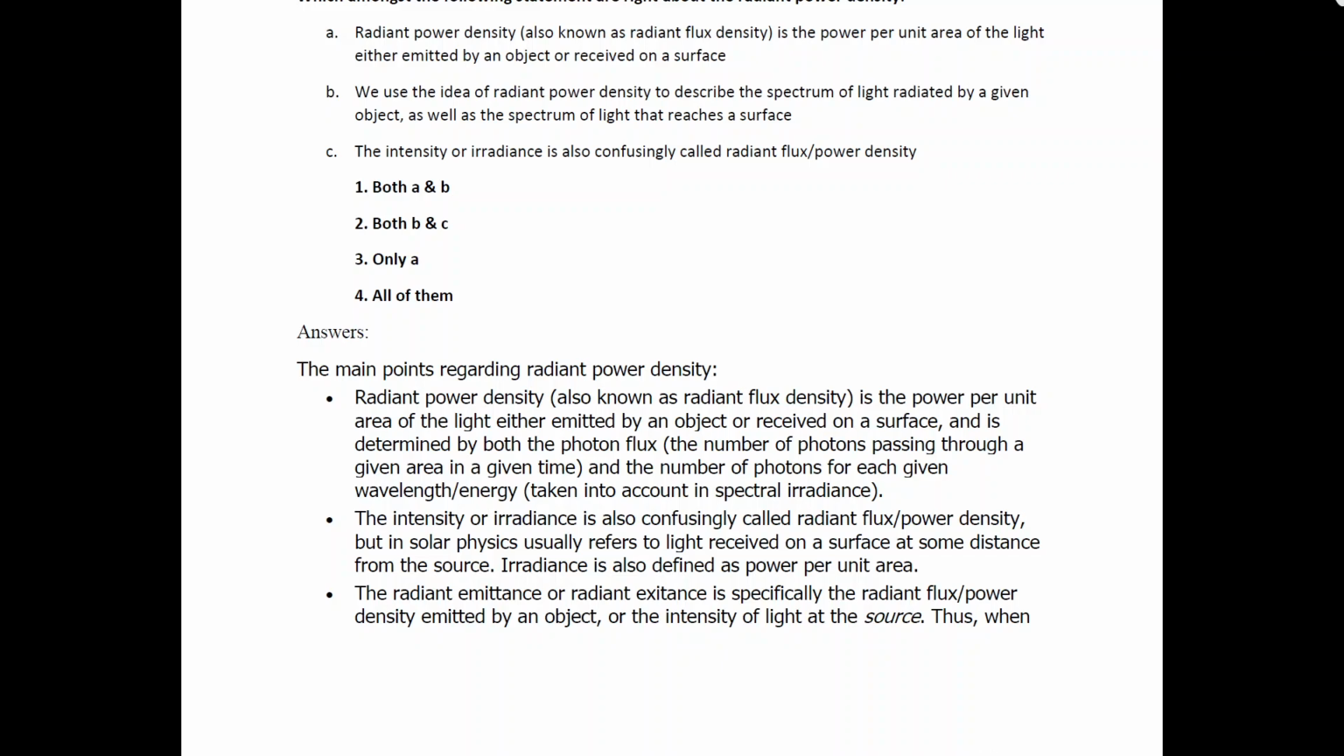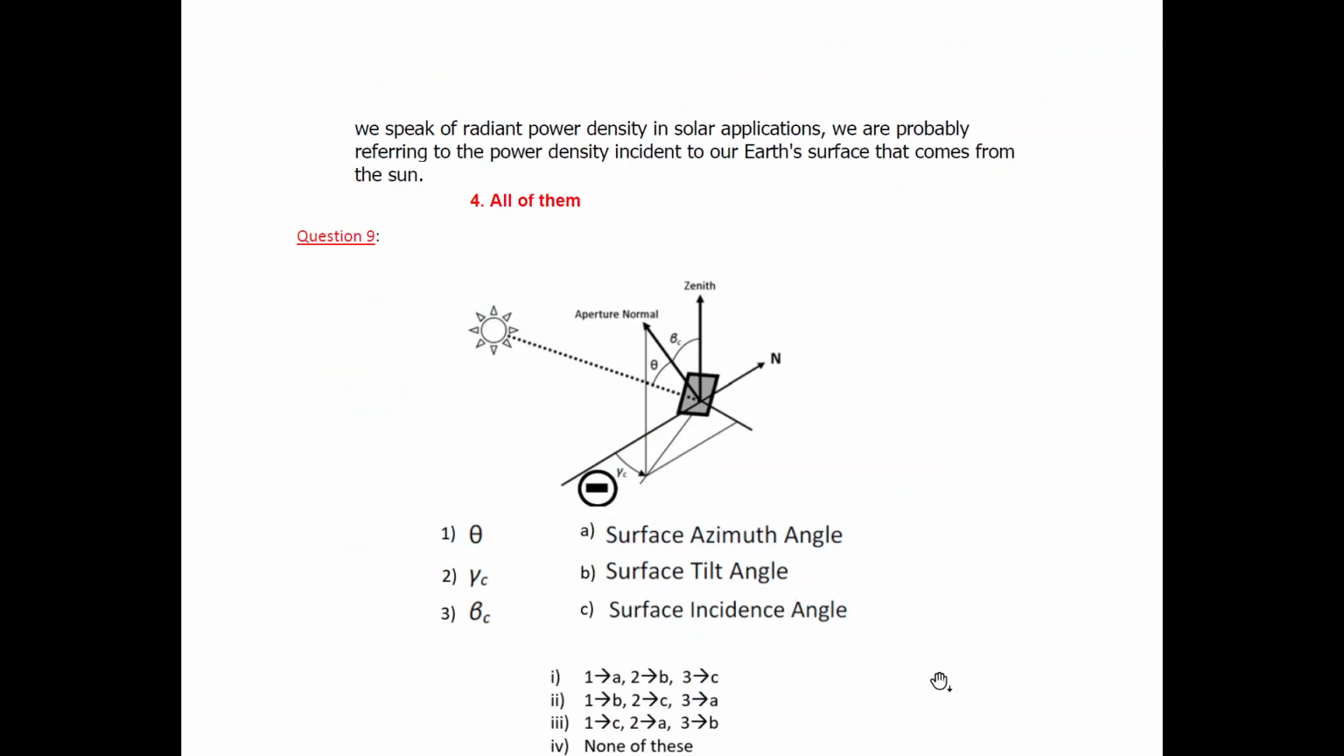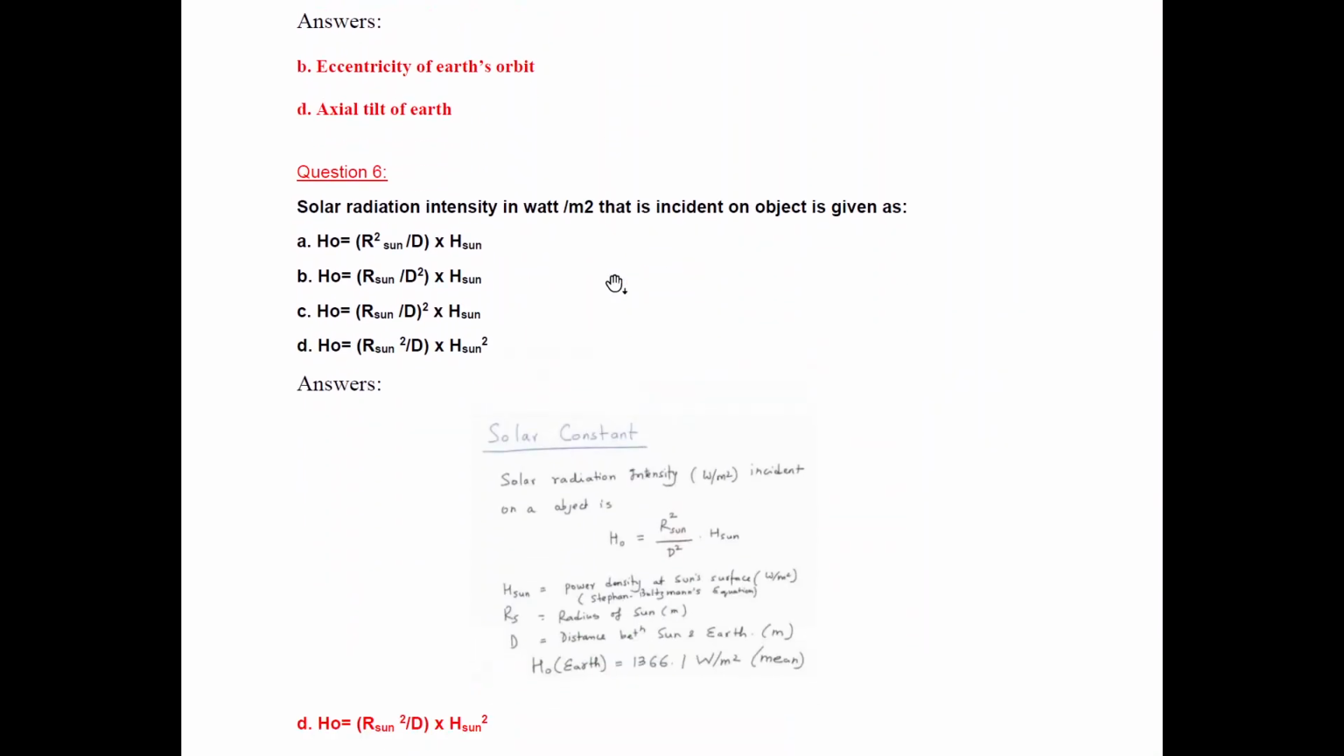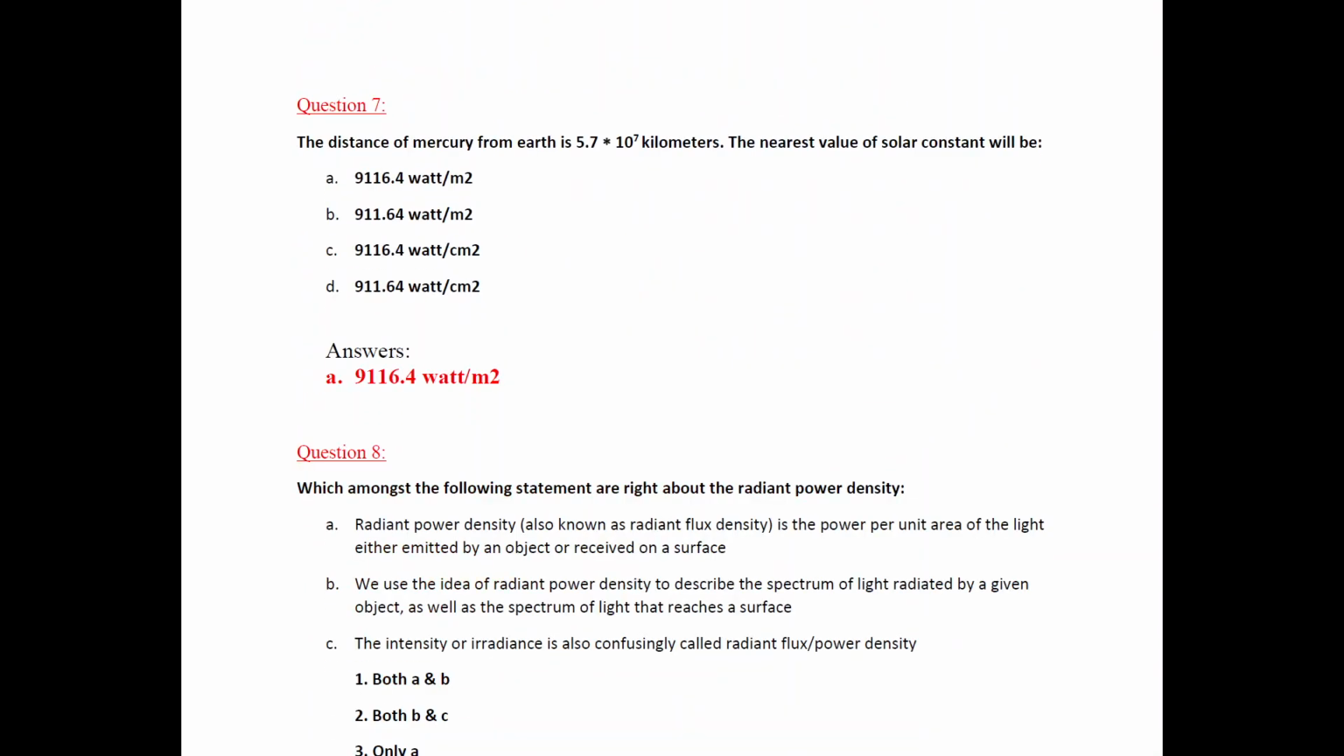The radiant emittance, or radiant excitance, is specifically the radiant flux power density emitted by an object, or the intensity of light at the source. Thus, when we speak of radiant power density in solar applications, we are probably referring to the power density incident on our Earth's surface that comes from the sun. That means the term that we use for radiant power density is right.